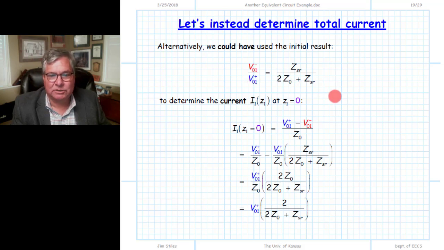So we go back and look at the result we got from our first analysis, and instead of determining V1 at Z1 equal to 0, let's determine the total current I1 at Z is equal to 0. And we know from the telegrapher equation, we get this result for the total current when we evaluate at Z is equal to 0. But now we can insert for V01 minus this result in there, in terms of V01 plus, and do a little algebraic manipulation, and we get this result. This is our total current at the end of our first transmission line in terms of the independent wave amplitude V01 plus, the incident wave amplitude.